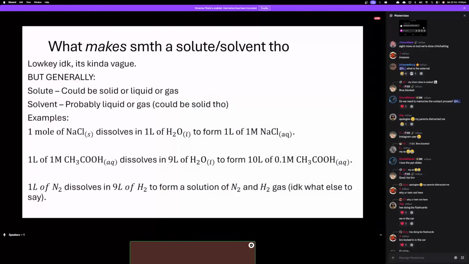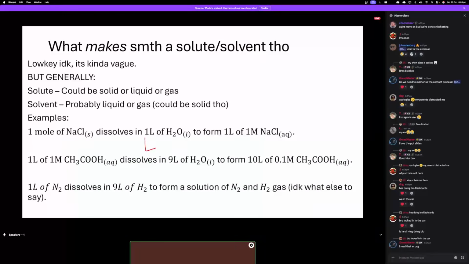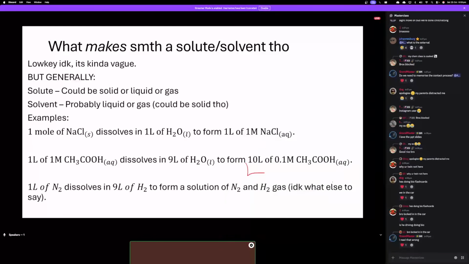So just some basic examples. Maybe I have some salt. This is sodium chloride. Dissolving it in water to form a solution of sodium chloride. Maybe we have acetic acid dissolving in water to form a more diluted form. And then we have a gas and another gas to form just some solution, right?